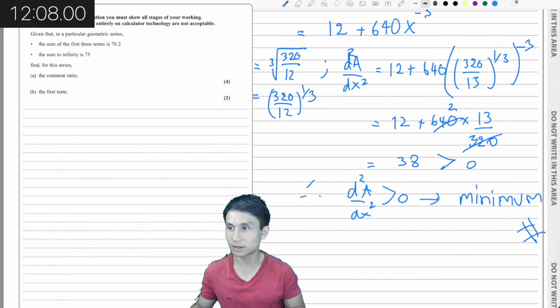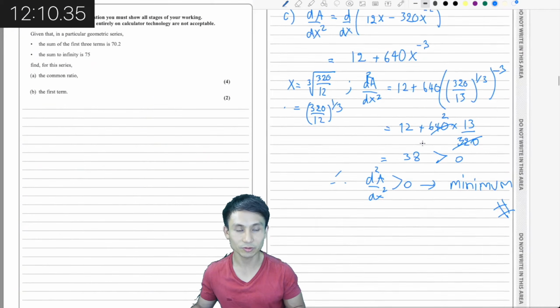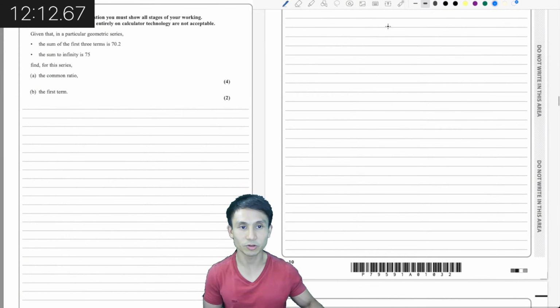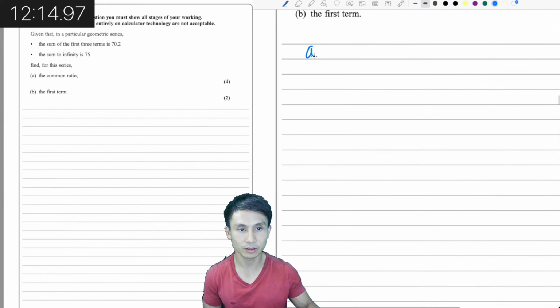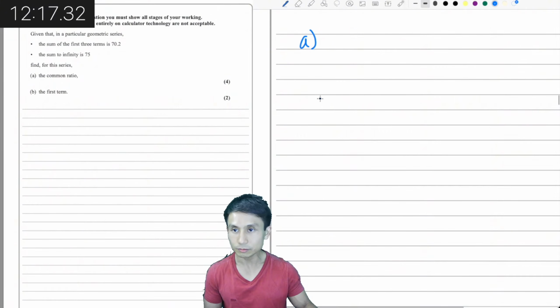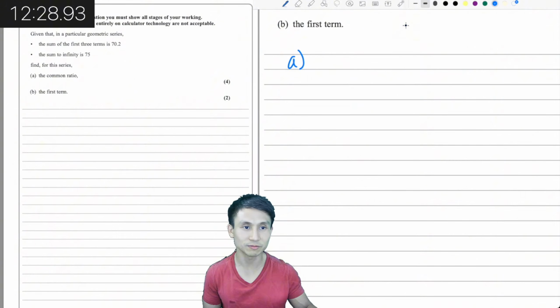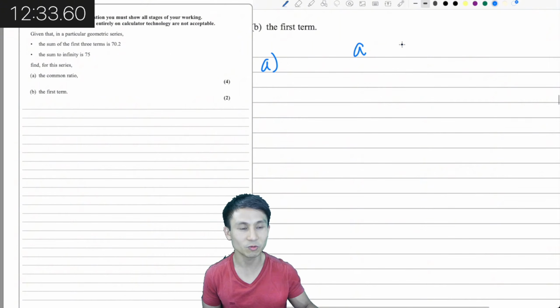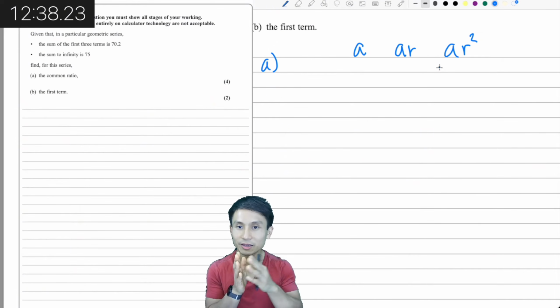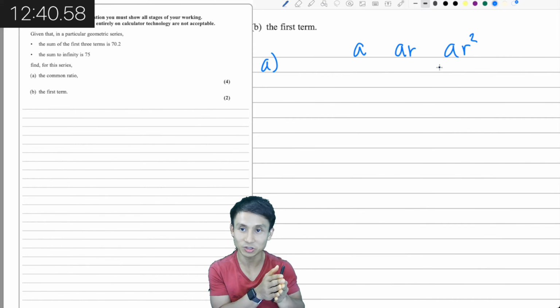Okay, here we go. That's it. Question 4 now. I'm going to use space here. Given that in a particular geometric series, the sum of the first 3 terms is that, and the sum to infinity is that. So the sum of the first 3 terms, let's say we have A for the first term, and then we have AR, and then AR squared, because we multiply the next term by R, keep doing that, that's geometric.